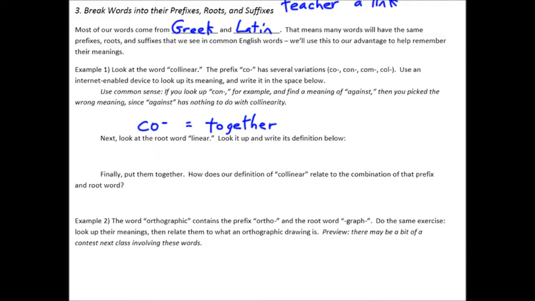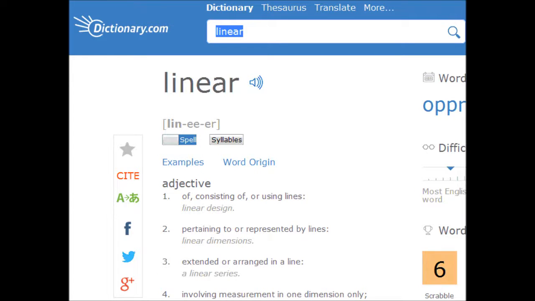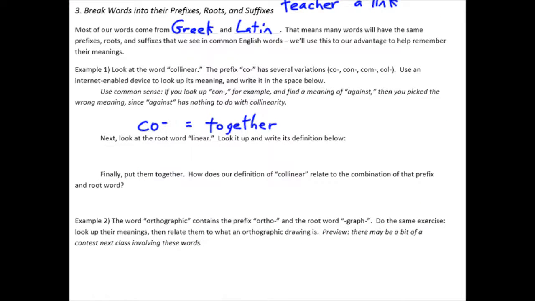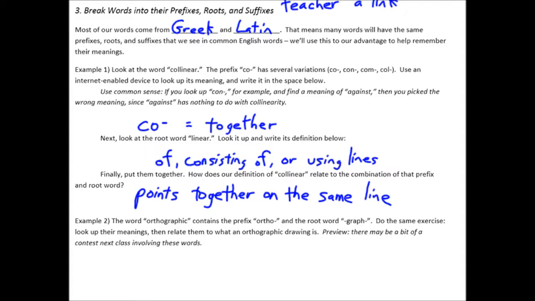Now we'll do the same with the root word linear: relating to lines. Now we look at the pieces and see how it relates to the original word, collinear. I'm going to phrase this as points together on the same line. Your turn. Try this with the word orthographic, and then we'll look at this in class.